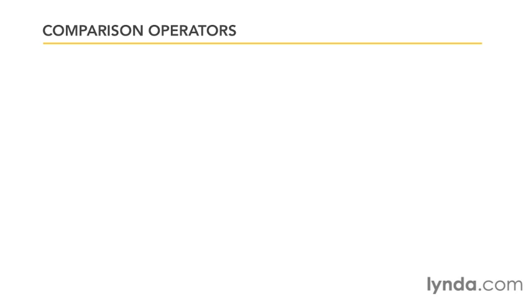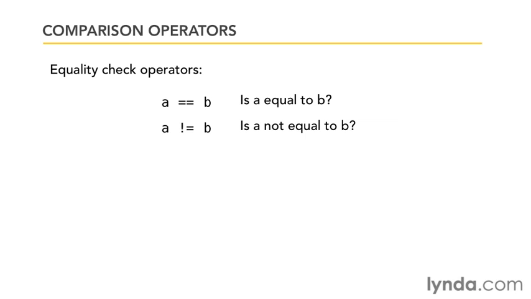In addition to the math operators, there are also comparison operators. So for example, we can check to see if things are equal to or not equal to each other by using the equality check operators. The two equal signs together say, hey, is A equal to B? Do they have the same value? We can check for things that are not equal by replacing the first equal sign with an exclamation point. In this case, this says A not equal to B.